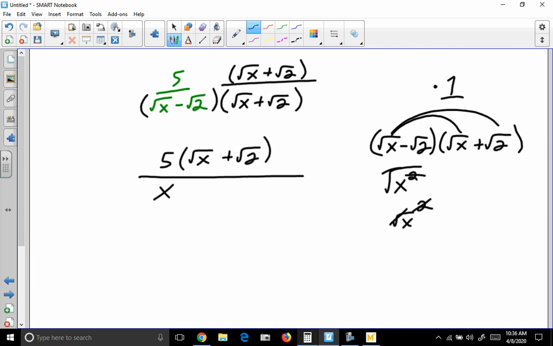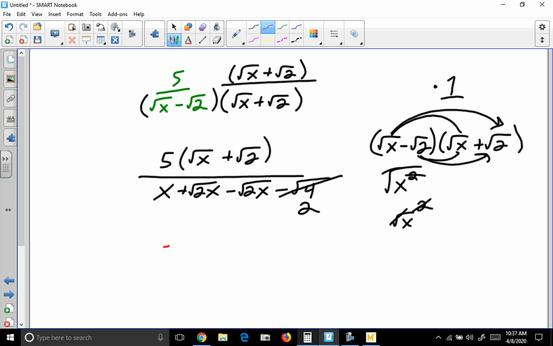So here, when we multiply these, square root of x times square root of 2, that's the square root of 2x. We multiply x times 2 and get 2x. When we distribute here, a negative times a positive is negative. Square root of 2 times the square root of x is square root of 2x, just 2 times x. And then when we distribute here, negative times positive is negative. Square root of 2 times square root of 2, well, 2 times 2 is 4, so that makes 2.